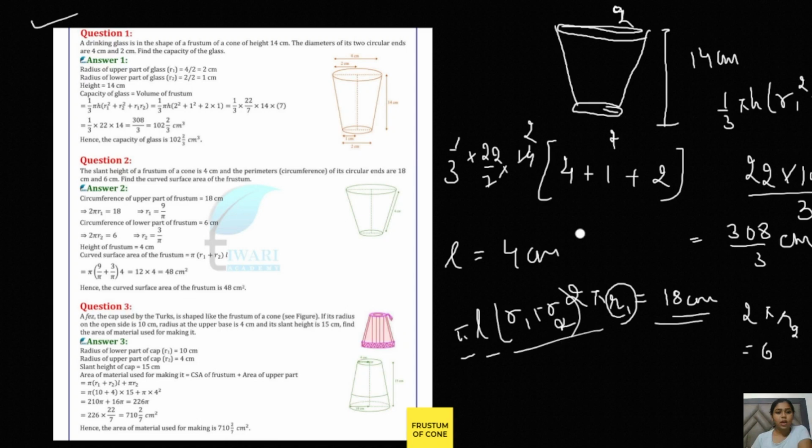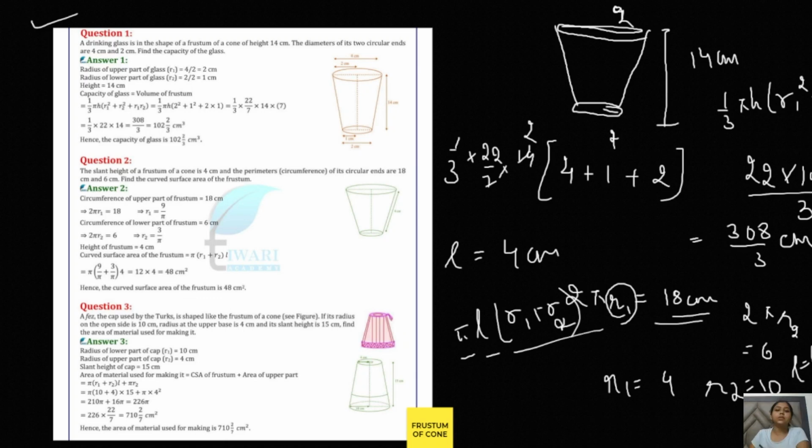Now moving ahead with the next question. The cap used by the Turks is in the shape of a frustum of a cone. Its radius on the open side, the larger side, is 10 centimeters, and the radius at the upper base is 4 centimeters. The slant height is given, so R1 is 4, R2 is 10 and the slant height L is 15. Find the area of material used.